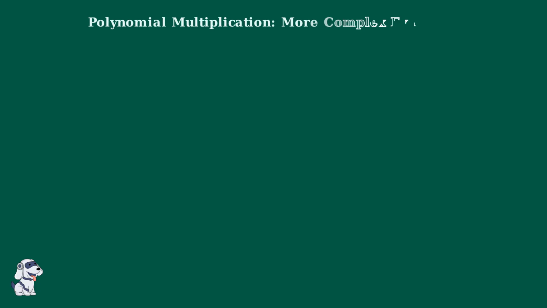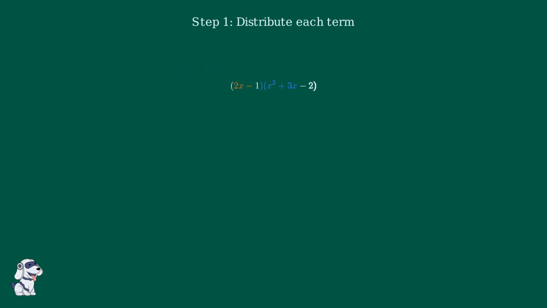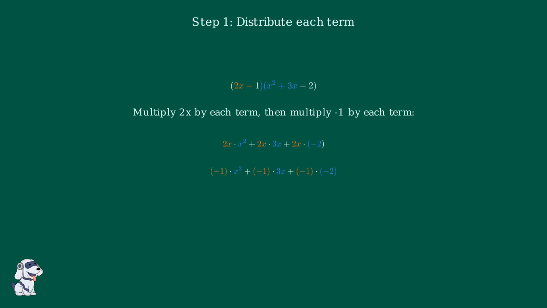Now we'll tackle a more complex polynomial multiplication problem that involves a binomial times a trinomial. Here we need to multiply the binomial 2x minus 1 by the trinomial x squared plus 3x minus 2. Step 1. We need to distribute each term in the first polynomial to each term in the second polynomial. First, we multiply 2x by each term in the second polynomial, x squared, 3x, and negative 2. Then we multiply negative 1 by each term in the second polynomial.